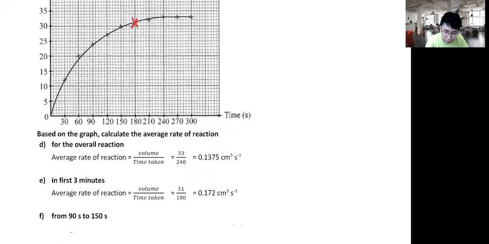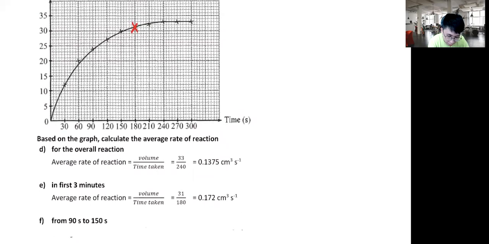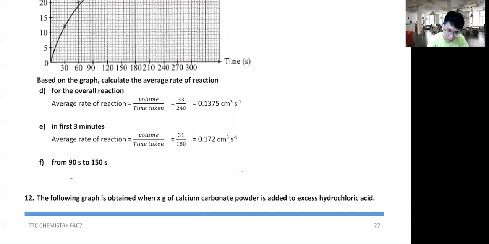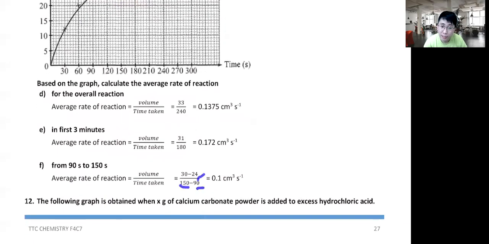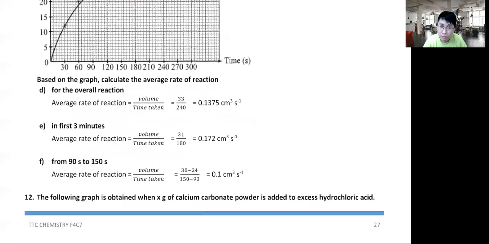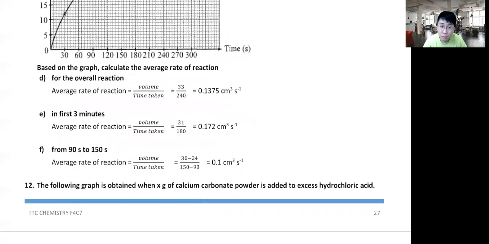From 90 to 150. So 90 is here, 150 is here. So do your maths. Take the bigger one minus the smaller one. y2 minus y1 over x2 minus x1. Pause here if you want to and try yourself. So 30 minus 24. Why here? Because here is 30, here is 24. That's the volume difference here. So 30 minus 24, 150 minus 90. Pause if you want to, then continue down.